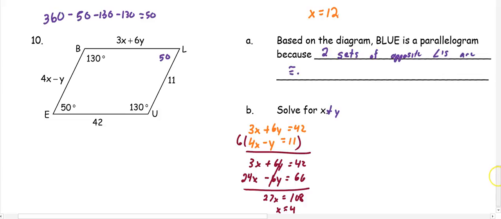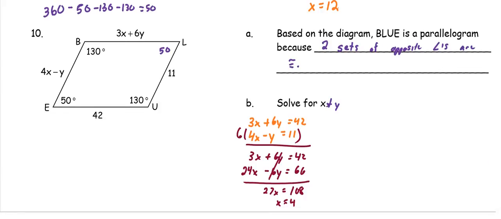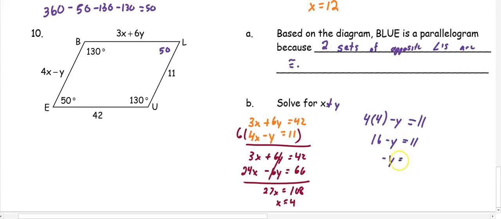Once you know x is 4, we need to substitute back in. So I'm going to pick the second equation. So 4 times 4 minus y equals 11. 16 minus y equals 11. Negative y equals negative 5. So when we divide, y is 5. So our ordered pair would be 4, 5.